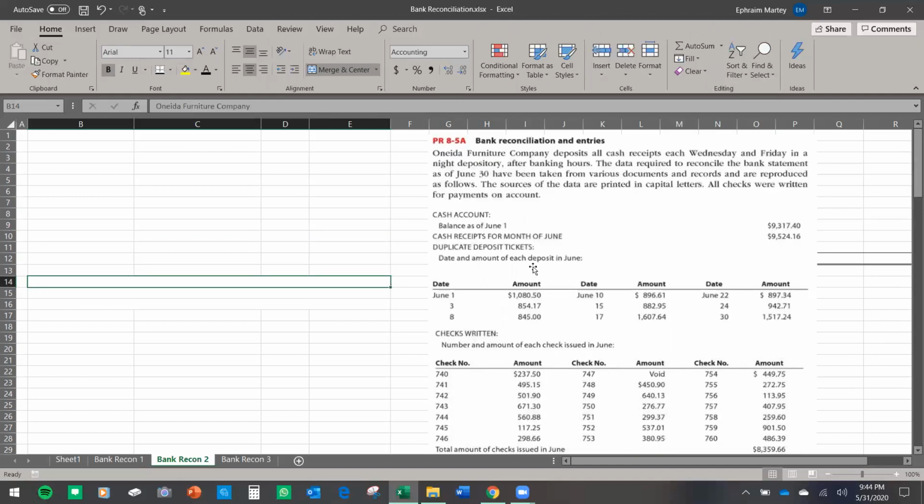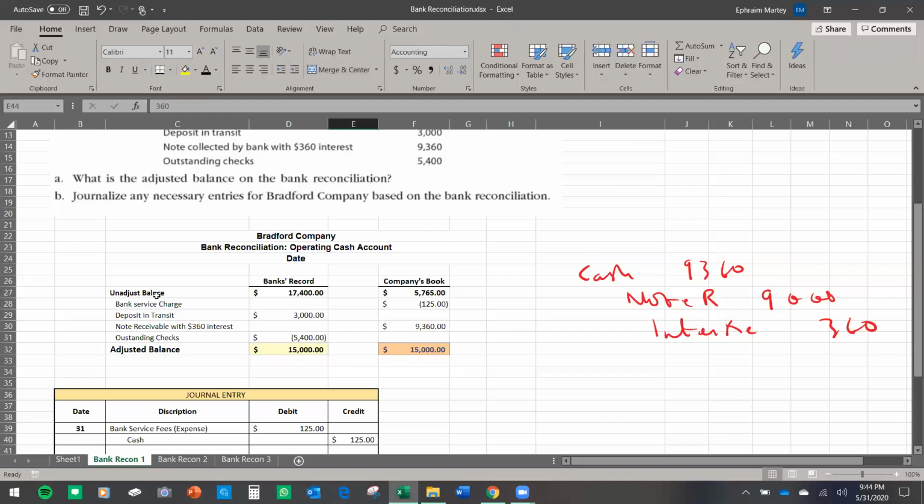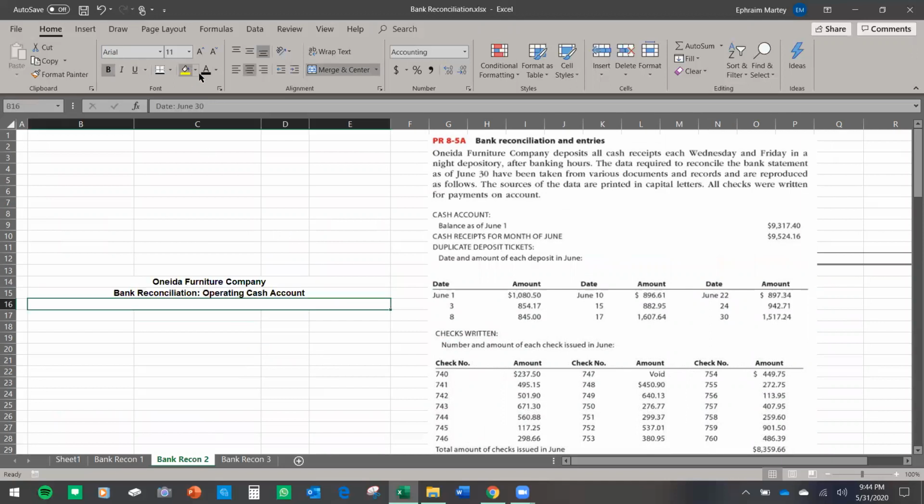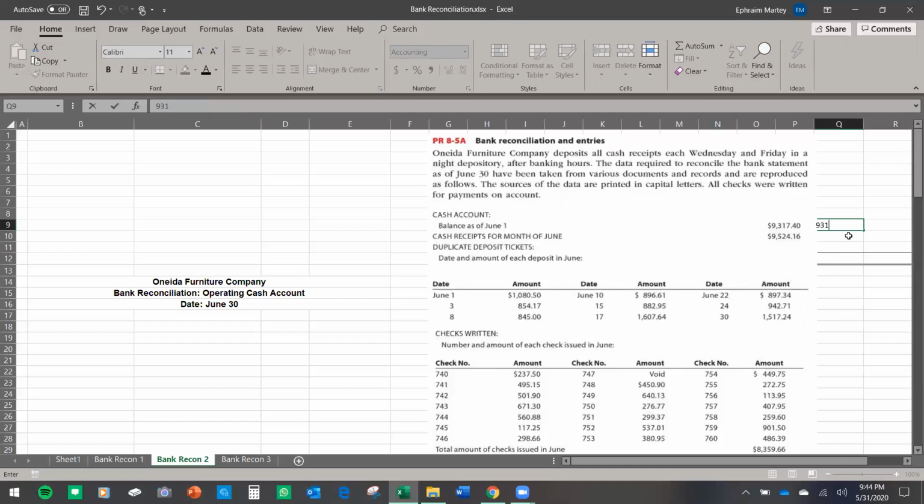To begin, we need to find our unadjusted balance, as we did here. But this one is not straightforward, okay? I will begin by recognizing my company, what company it is. That's Oneida Future Company, and this is a reconciliation at June 30th. My unadjusted trial balance says I started with this amount as of June 1st. So I'll just put that amount there, 9317.